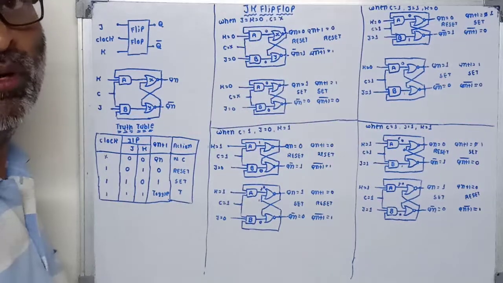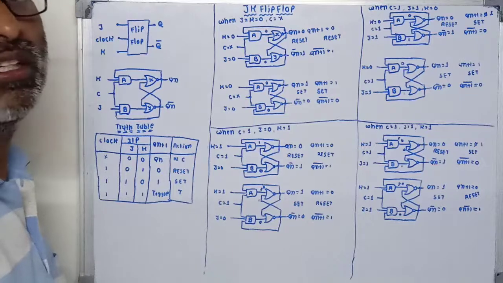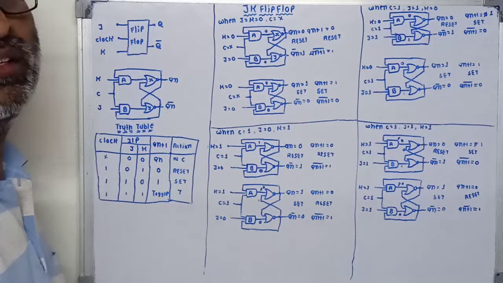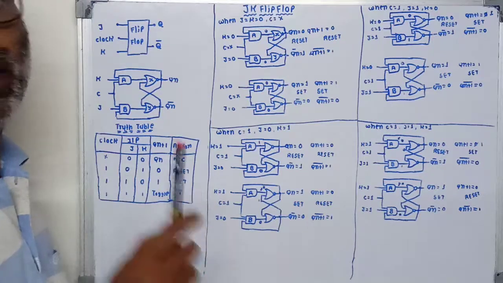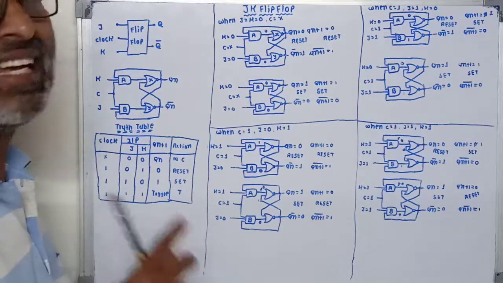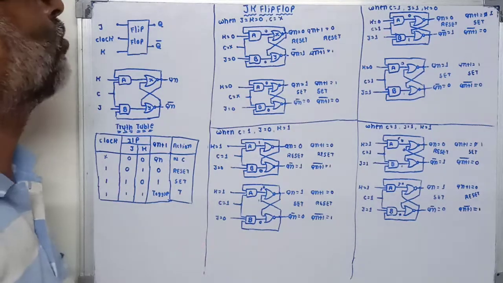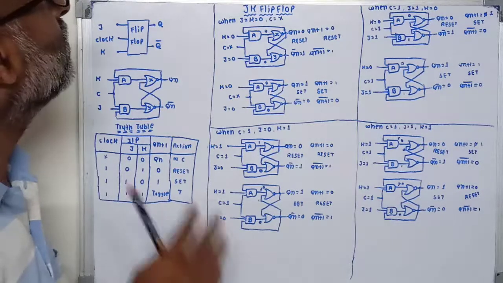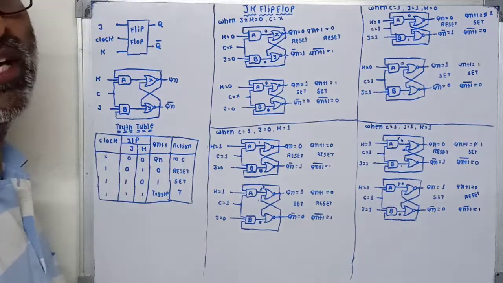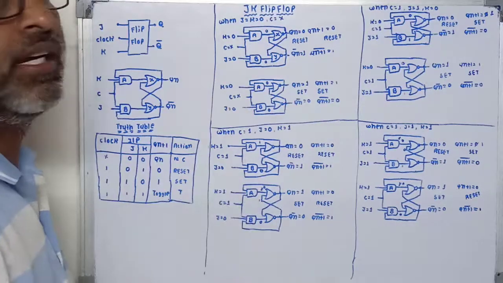JK flip-flop. The invalid or forbidden condition in the RS flip-flop occurs when R and S are both at one level. At that time there is no fixed output condition in the RS flip-flop. In the JK flip-flop, this invalid condition can be eliminated.